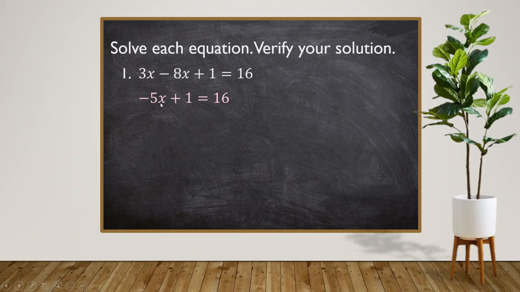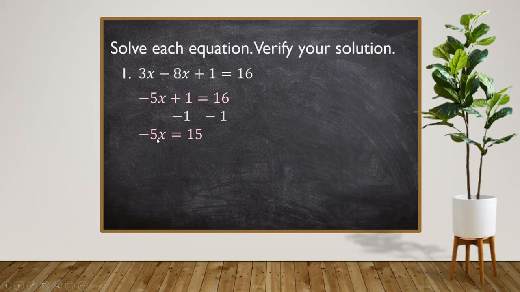Now I have just one variable and I want to get that alone. So I look at what's with it. It's multiplied by negative 5 and we're adding 1. So to get rid of this adding 1, I would subtract 1 from both sides. So that gives us negative 5x equals 15.